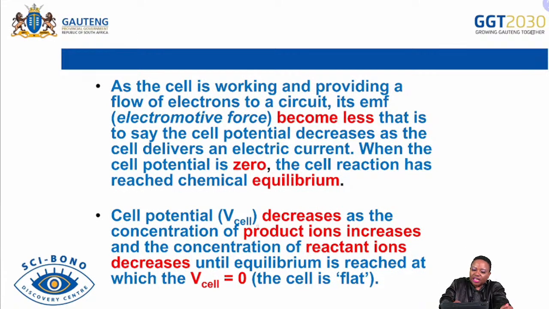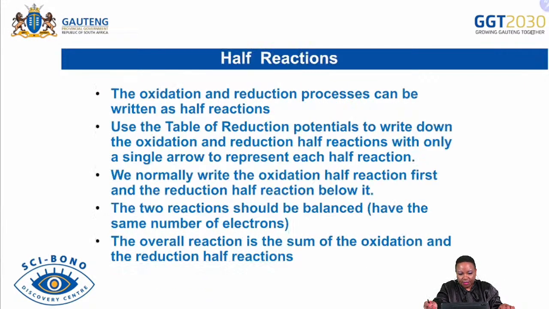So this is what I was explaining when the V cell or the cell potential decreases. The cell potential will decrease if the product ions increase and the reactant ions decrease until our cell potential reaches 0, where we say our battery is flat.